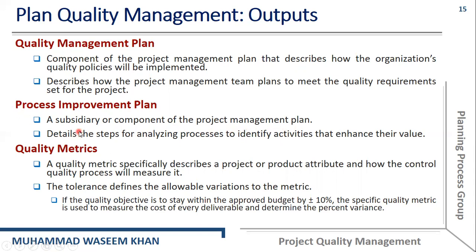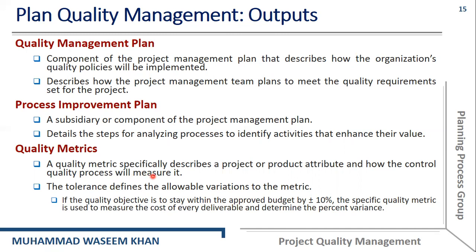All details regarding the steps for analyzing the processes to identify activities that enhance their value are a part of this particular plan. And we have the quality metrics. A quality metric specifically describes a project or product attribute and how the control quality process will measure it. These are the metrics that describe the project and product attributes and how the control quality process will measure them.